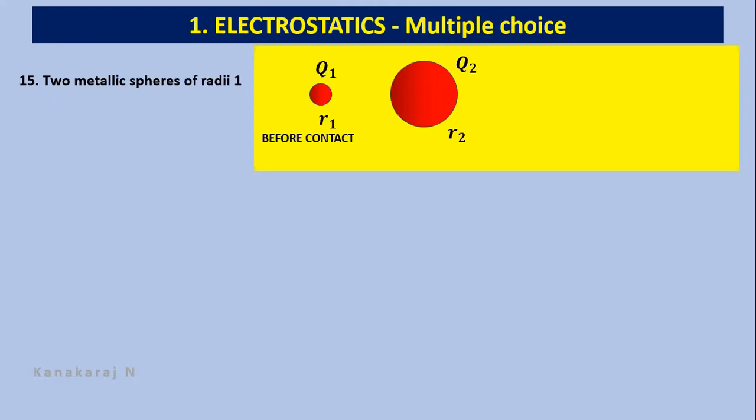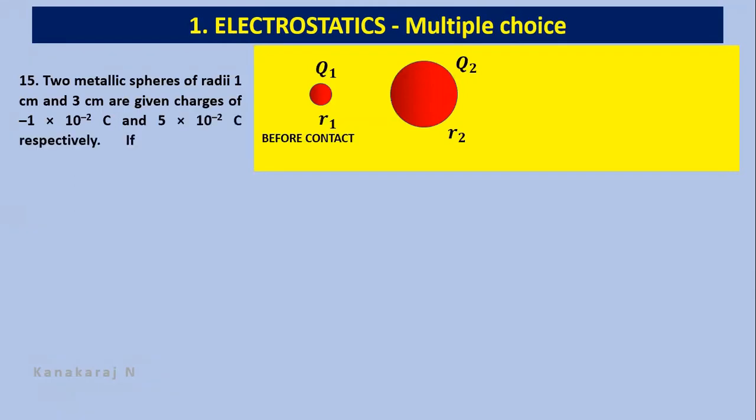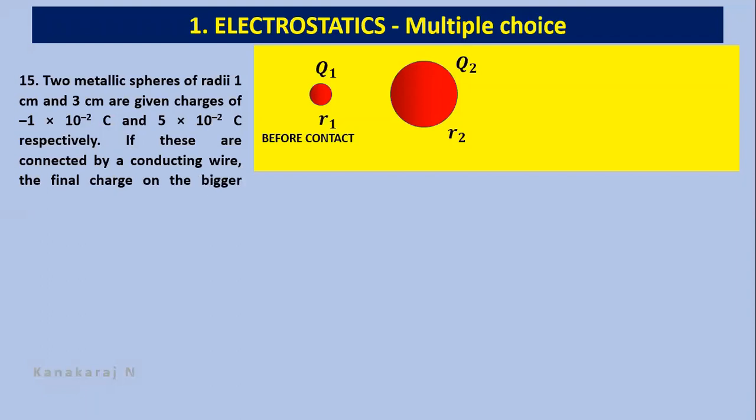Two metallic spheres of radii 1 centimeter and 3 centimeter are given charges of minus 1 into 10 power minus 2 coulomb and 5 into 10 power minus 2 coulomb respectively. If they are connected by a conducting wire, the final charge on the bigger sphere is option A, option B, option C and option D. So we have to find which one of these four is correct.